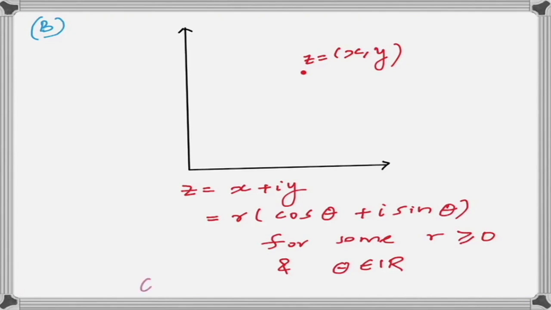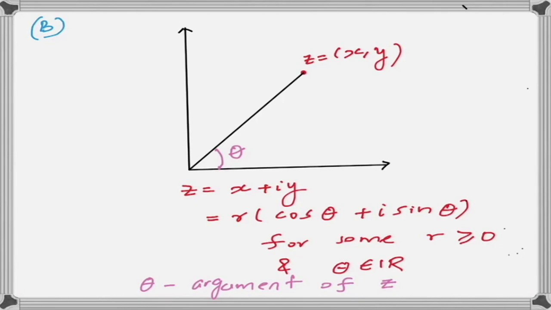This theta is the argument of the complex number z. Geometrically, if z is the complex number (x, y), then theta is nothing but the angle it makes with the positive real axis. Since cosine and sine are 2 pi periodic, theta is not unique.